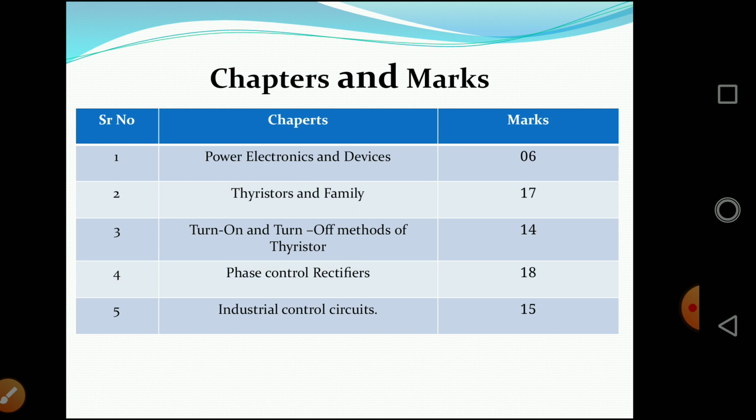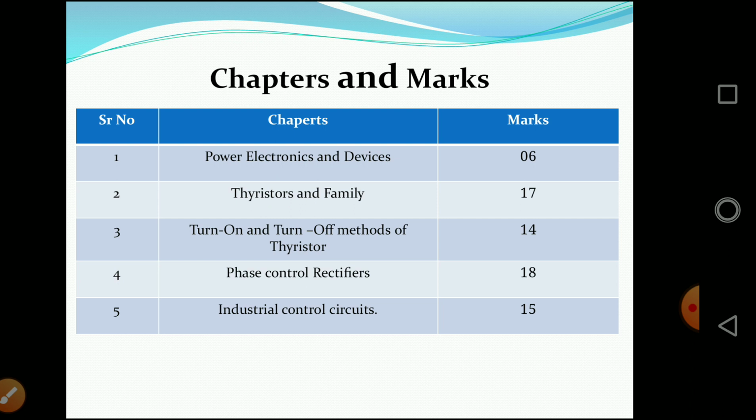Next, fourth is phase control rectifiers. We know the meaning of rectifiers: an electronic circuit which converts AC into DC, and in rectifier circuits basically a diode is used for the rectification. But here we are going to study phase control rectifiers. The meaning is the same: these are circuits used for the conversion of power. By phase control rectifiers we can convert AC into DC. But here the rectification element is an SCR, and in normal rectifiers we use a diode as the rectification element.